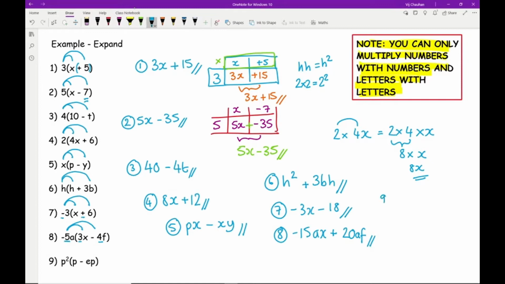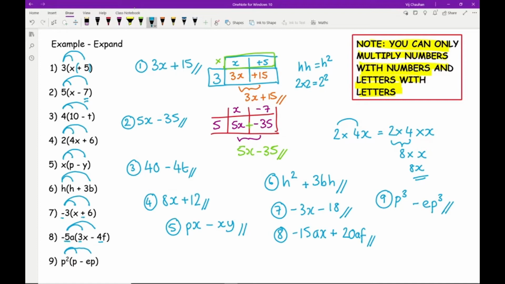And finally for question 9, again I've got p squared times p, so here I need to add an extra p, so it's p cubed minus, and then I've got p squared times ep, well I've got an e, and then I've still got 3p, so it's going to be p cubed. So the final answer there is going to be p cubed minus ep cubed.